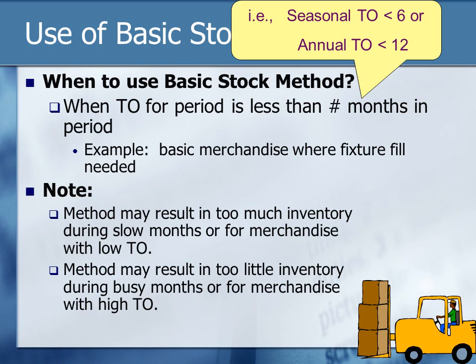But you have to understand that this basic stock method can result in too much inventory during the slow month or for merchandise with low turnover, because the purpose was to assure that you are going to have a sufficient amount of merchandise even for slow selling merchandise. So this method is going to allow you to have more inventory than you need to sell, basically, plus alpha. So that is the case.